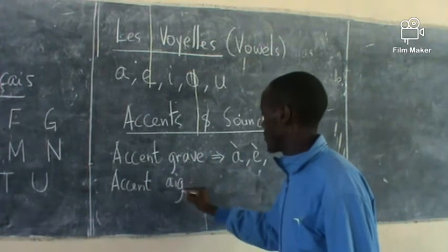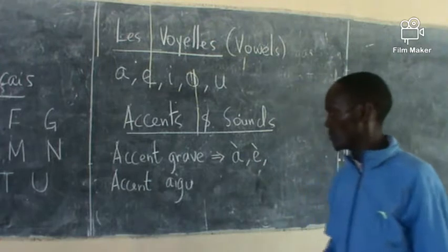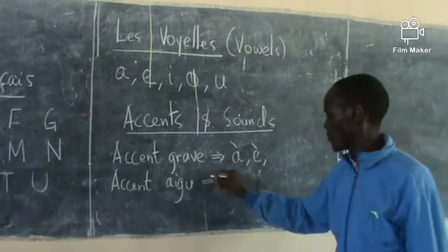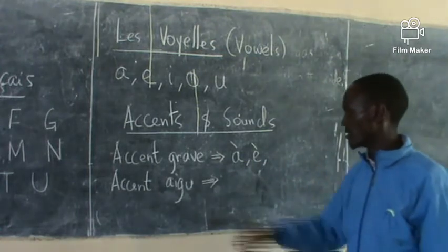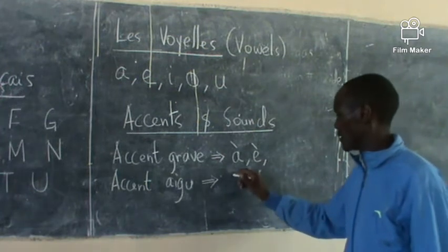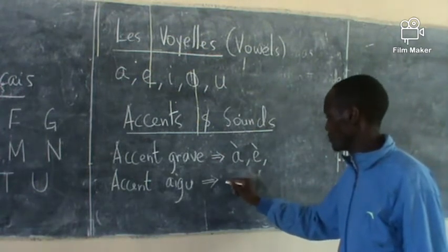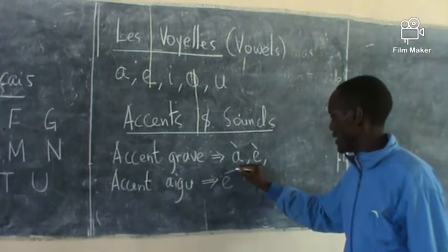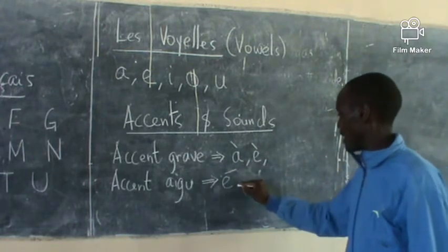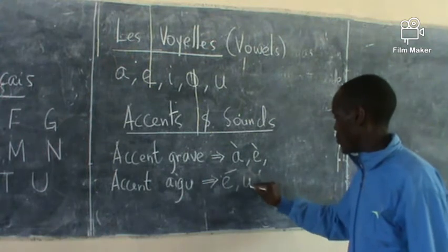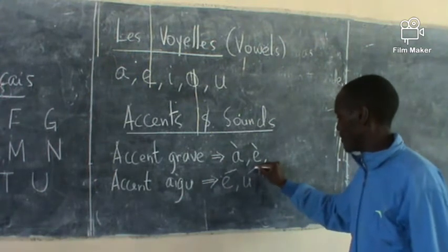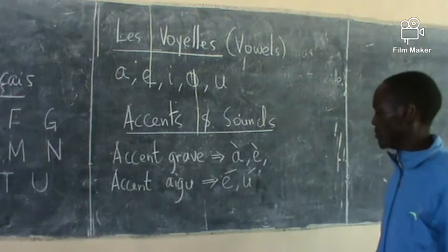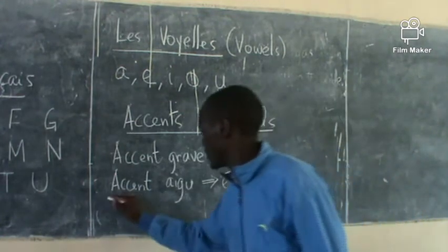Then we have accent aigu. Several vowels have this accent, and one of them is A and U.